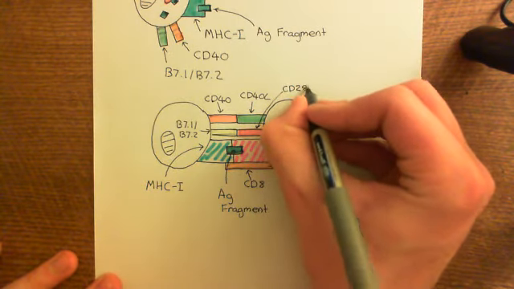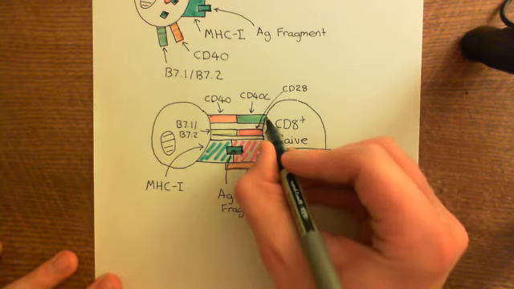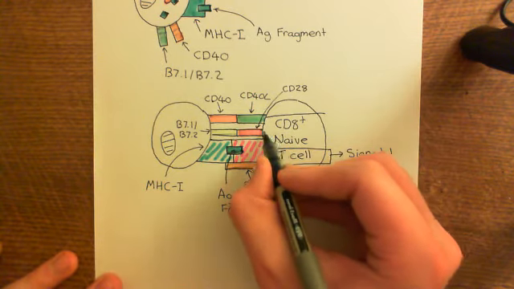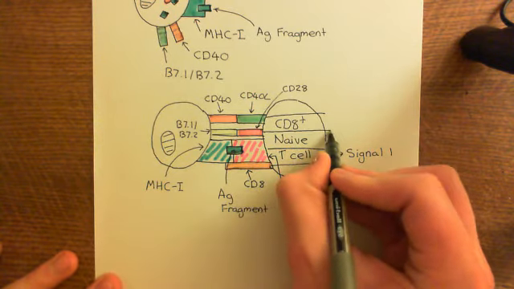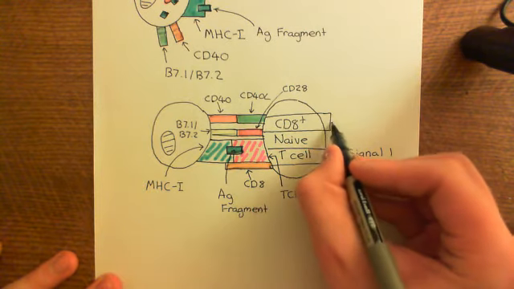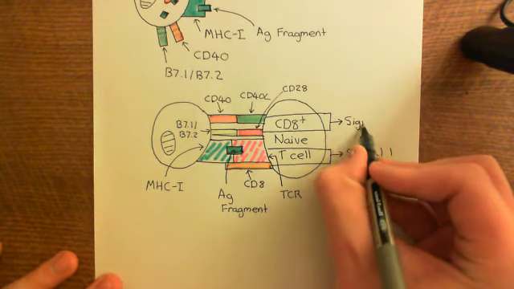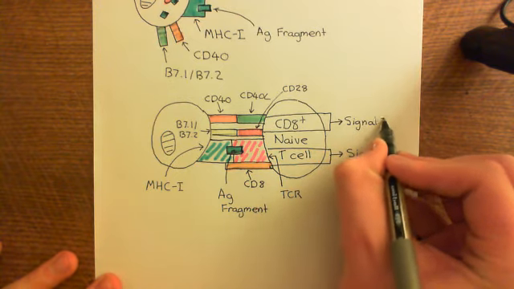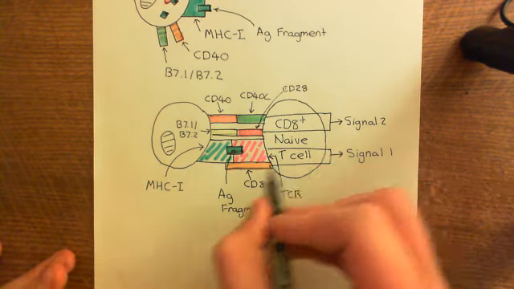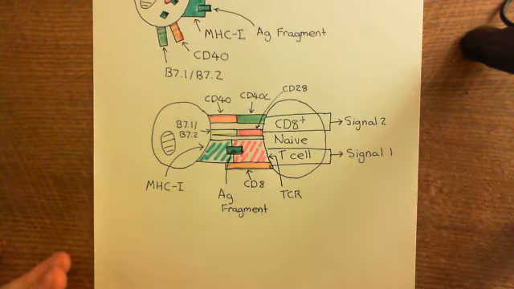Okay, so CD40 ligand and CD28 binding to their co-stimulatory molecules on the surface of the professional antigen presenting cell will deliver what is known as signal 2 to this CD8 positive naive T cell, and these together then are now going to lead to the next step in the activation process for this CD8 positive naive T cell, and we'll go over that in the next video.